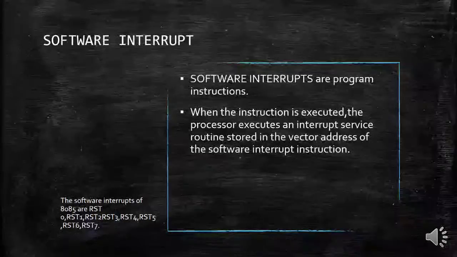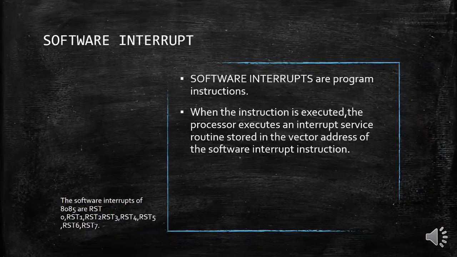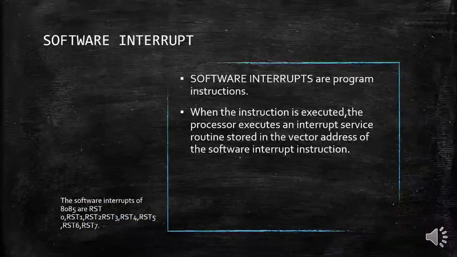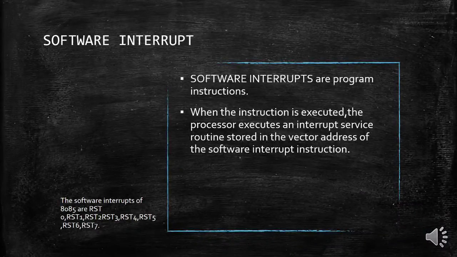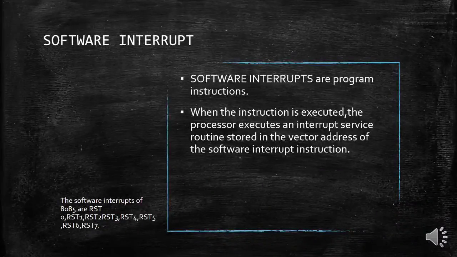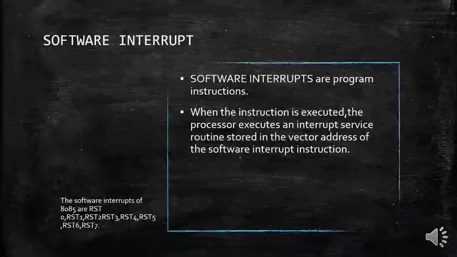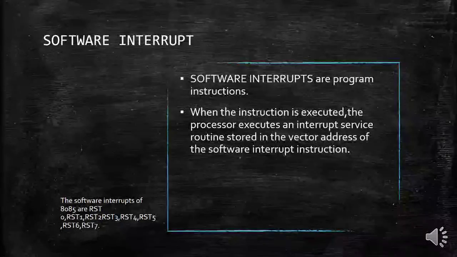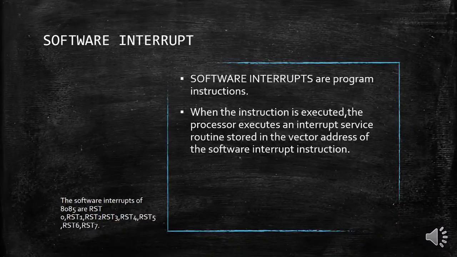Software interrupt. In this type of interrupt, the programmer has to add the instructions into the program to execute the interrupt. There are 8 software interrupts in the 8085, that is RST0, RST1, RST2, RST3, RST4, RST5, RST6 and RST7. Some instructions are inserted at the desired position in the program to create interrupts. These interrupt instructions can be used to test the working of various interrupt handlers.